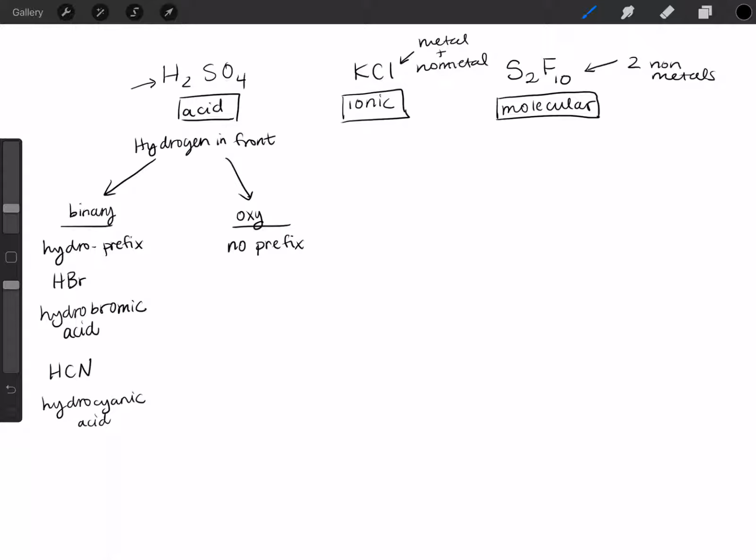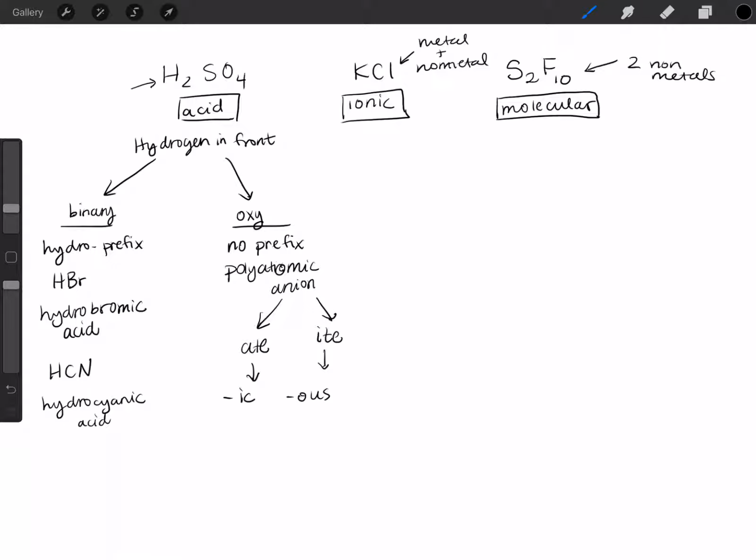Okay, so let's talk about those. So binaries are pretty simple. Once we get to oxyacids, it starts to get confusing and it's very easy to mix them up with the binaries. So the oxyacids do not have a prefix. When we're looking at the polyatomic anion, if the ending has an ate at the end, that will have an ic ending in the acid name. Okay? If the ending has an ite at the end, what ending will it have? Ous.